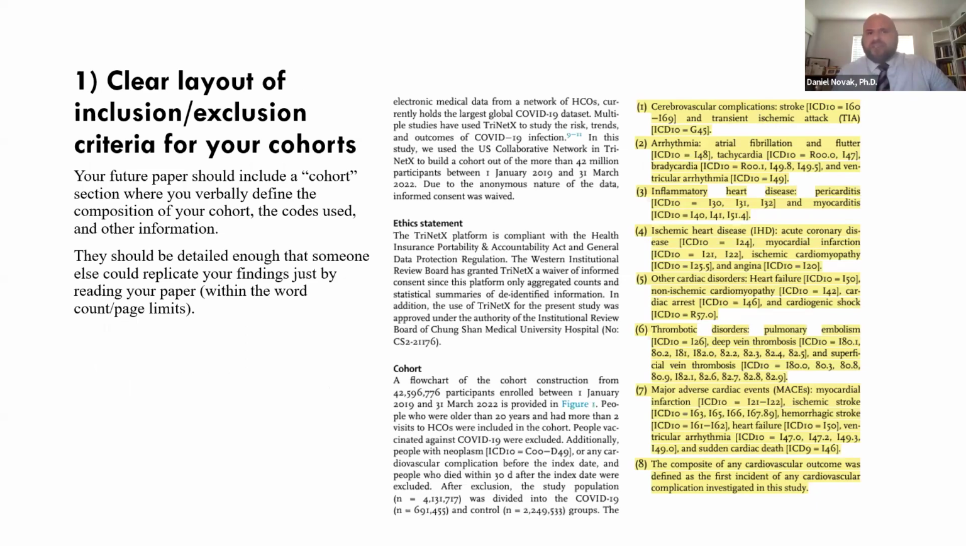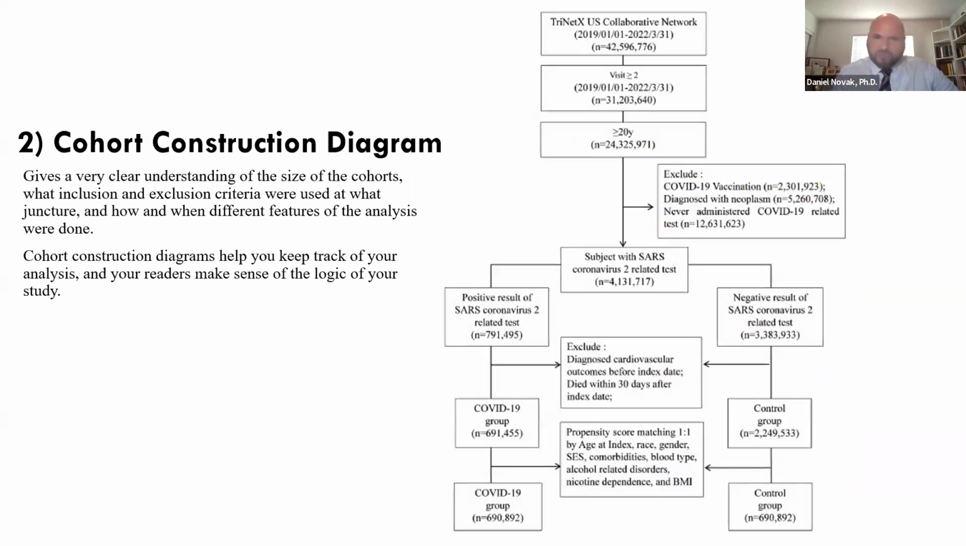First, a clear layout of your inclusion and exclusion criteria for cohorts. How exactly did you set that up, and what was your logic? That's really important to assure people that you knew what you were doing and that you really thought those through carefully. You can see in this study, those are the 7 major characteristics that they included, as well as the specific ICD-10 codes they used to do that.